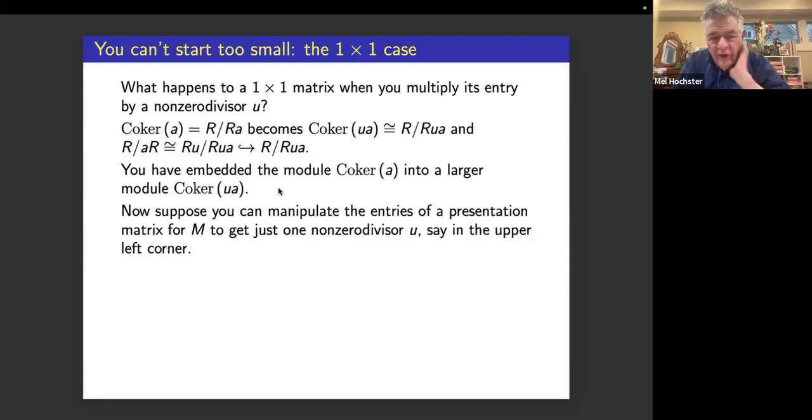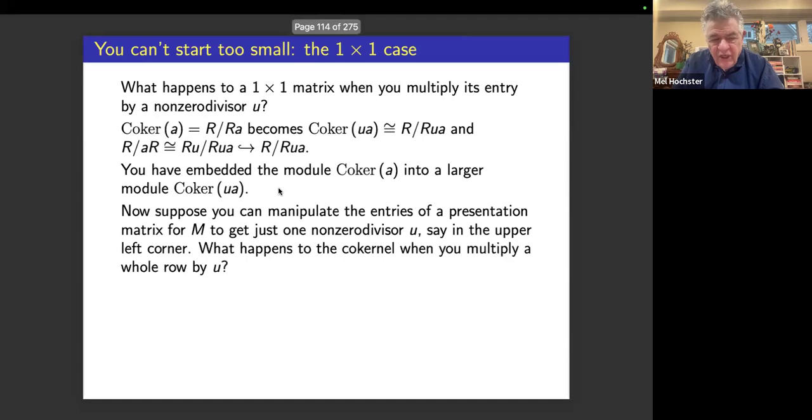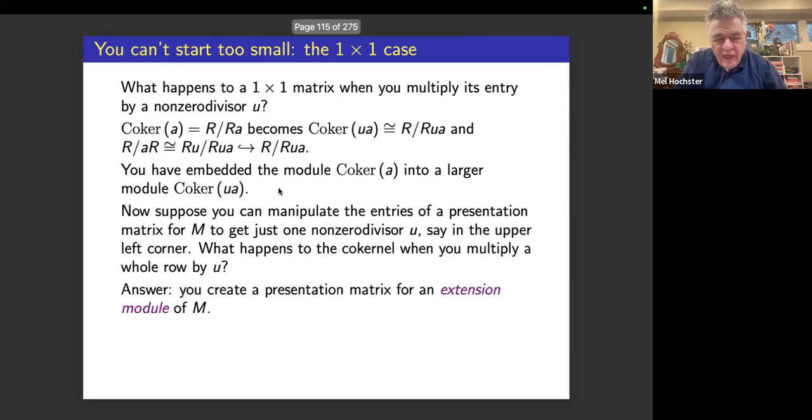So what happened when we multiplied by a non-zero divisor was that we embedded the module co-ker A into the bigger module, a co-kernel of UA. Now suppose you can manipulate the entries of a presentation matrix, maybe with just the usual elementary operations which don't change the co-kernel, and get a non-zero divisor in the presentation. Of course, you can permute rows and columns and get it in the upper left corner. If you can do that much, what happens to the co-kernel when you multiply a whole row by U? I'm going to leave it as an exercise, but you get a presentation matrix for an extension module. You're killing a submodule of a free module, and the submodule doesn't change, but it's like taking one of the generators of the free module and dividing it by U to make a bigger free module. So that's what happens.